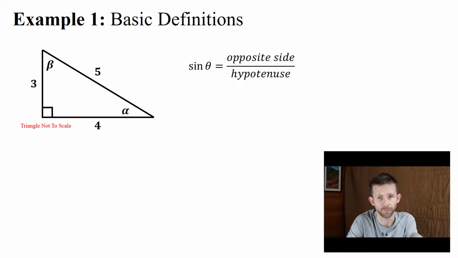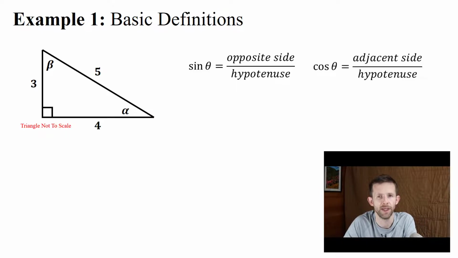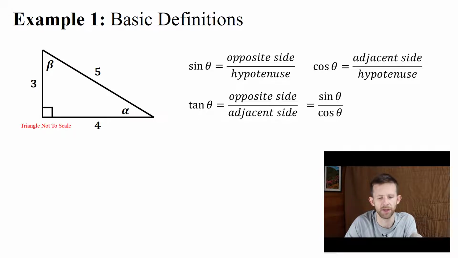So let's start out with the three definitions. Sine of an angle is the ratio of its opposite side to its hypotenuse. The cosine of an angle is the ratio of its adjacent side to the hypotenuse. And the tangent of an angle is the ratio of its opposite side to its adjacent side. You can also think of it as sine over cosine.